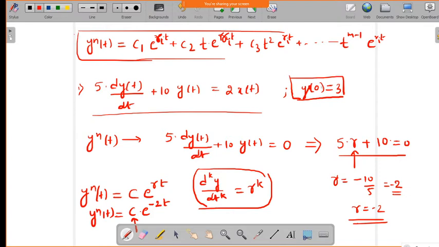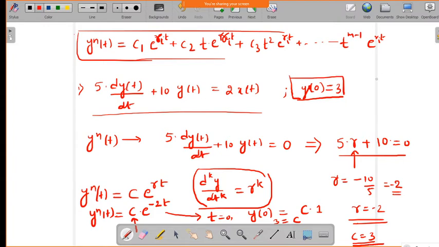Now put t equal to 0, so you will get the value 3. Put t equal to 0 in this equation. So what will you get? y of 0 will be equal to c into, when t becomes equal to 0, this will become 1. Now what is y of 0? y of 0 is nothing but the value which is 3. So this will be equal to 3, and this will be equal to c. So c equal to 3.